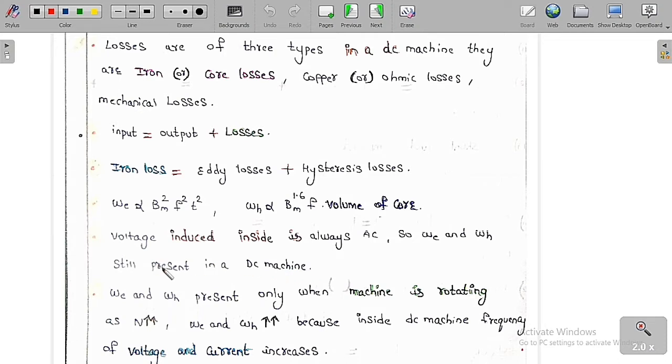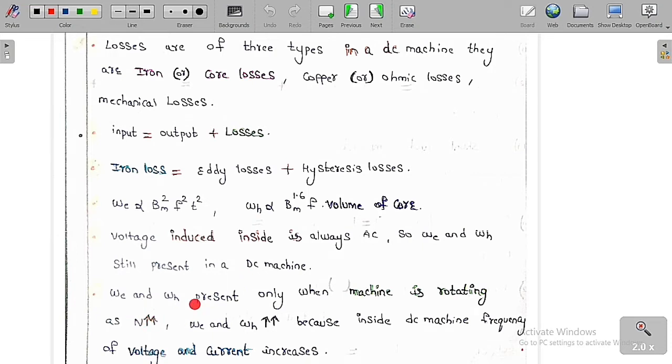Basically, in a DC machine, the armature winding will always have AC current. Whenever there is AC, frequency is also associated. So we are going to get the eddy current loss and also the hysteresis losses. Voltage induced inside is always AC, so iron loss and hysteresis loss are going to be present in a DC machine, because inside the armature coil there is an AC nature. AC nature means definitely there will be a frequency, so we are going to get the eddy current loss and the hysteresis loss in the DC machine.